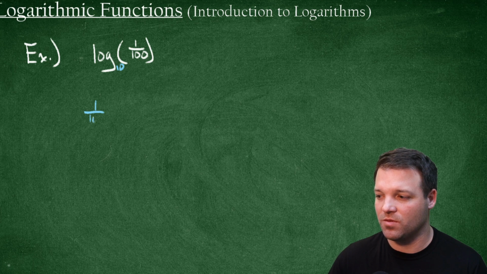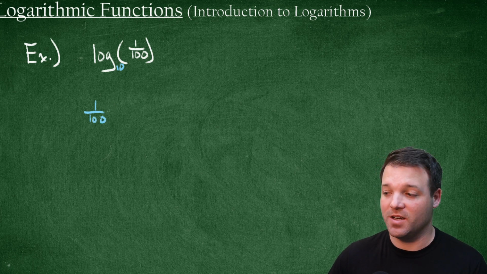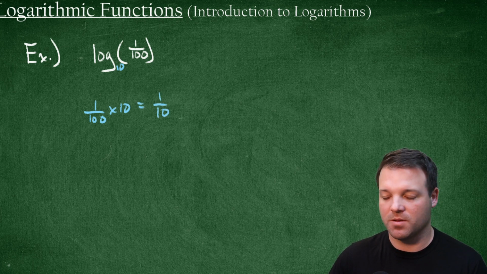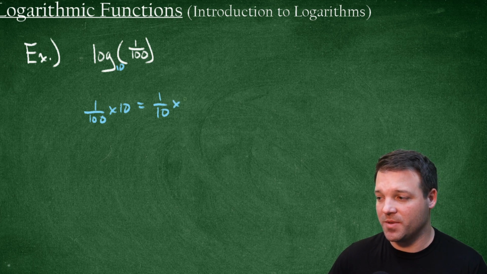So I'm going to start with 1 over 100, and I'm going to multiply by 10. So that's once, and that is equal to 10 over 100, which is 1/10. Okay? And I'm not at 1 yet, so I have to multiply by 10 again. Keep multiplying by the base because we're going in the opposite direction here. So 1/10 times 10 is equal to 1. And now I am back at 1.